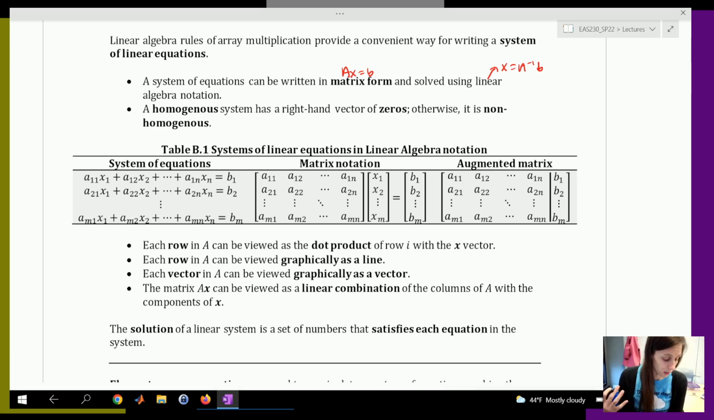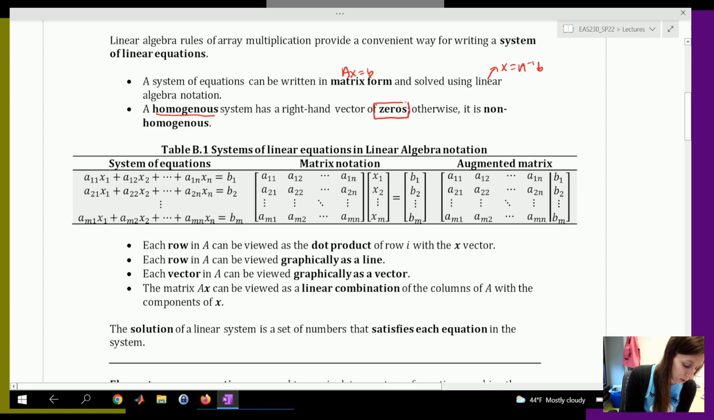Just some vocabulary. We have a homogeneous system, which is where we have a right-hand vector of zeros. That's what you're doing in your homework for next week, where you have your linear combination where c1 v1 plus c2 v2 plus c3 v3 equals 0, one of those types of scenarios. This is a homogeneous system because our b vector is zeros. Otherwise, we have non-homogeneous systems, and there's applications of both.